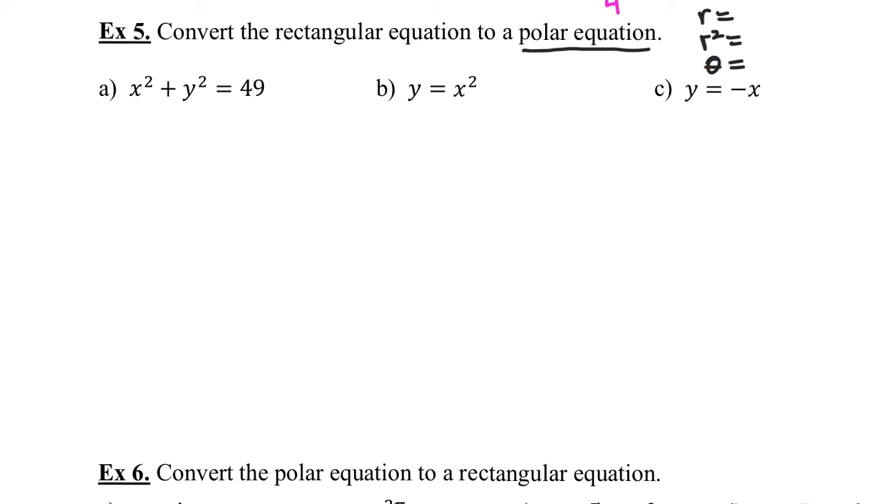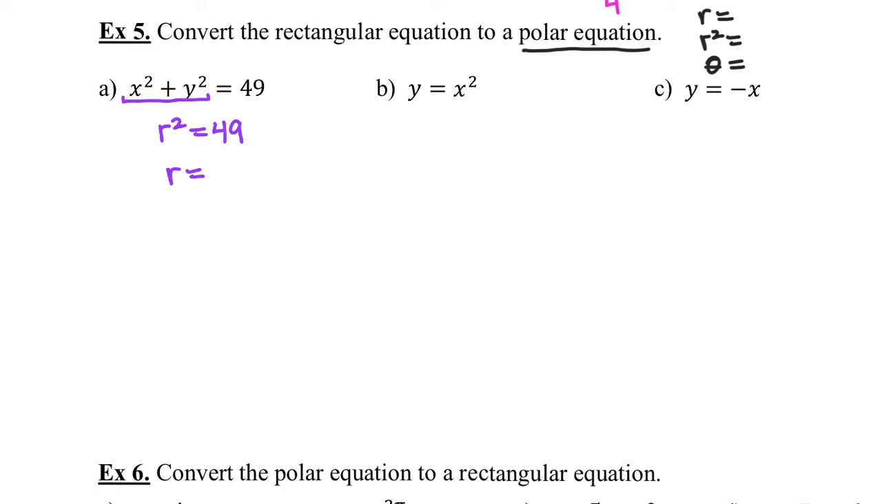Now I want to look and see if I recognize anything. If you look at that list of identities on the other page, you should see one that says x squared plus y squared is equal to r squared. So I can rewrite this as r squared equals 49. Now, whenever possible, you do need to get rid of the r. We don't want to leave r squared there unless we have to. Now if I square root both sides, I should get plus or minus 7.